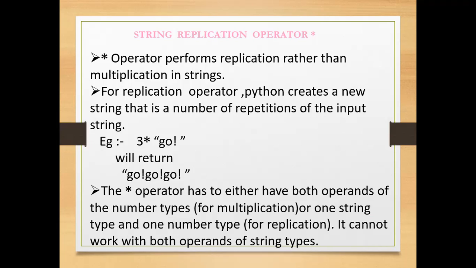The operator has to have either both operands of number type. That means multiplication. 3 into 2, 4 into 5, etc. Or you can have one string and one number. But this means replication. It does not mean multiplication. It cannot work with two operands both being string type. It cannot work with two strings. Okay.